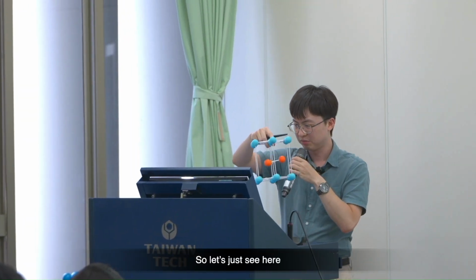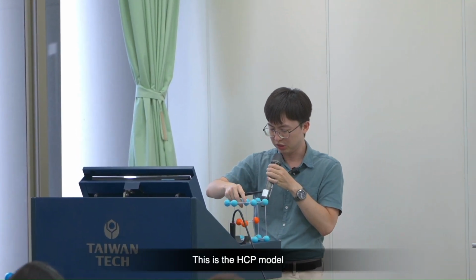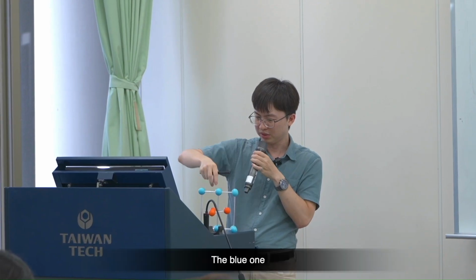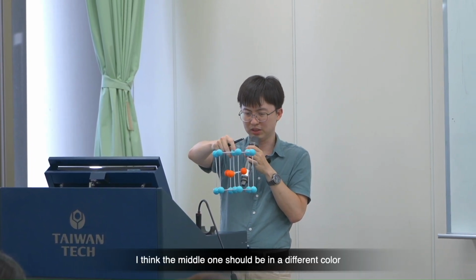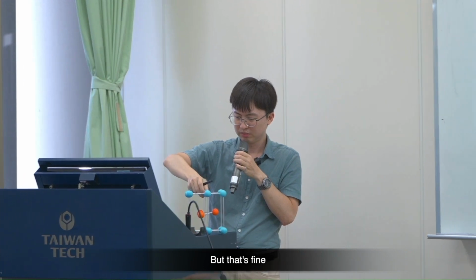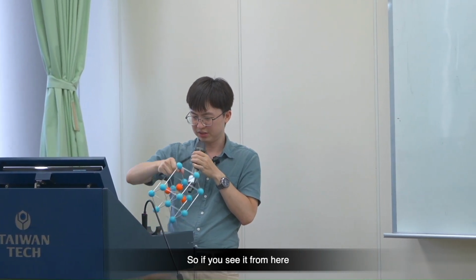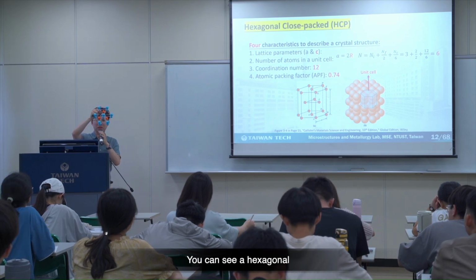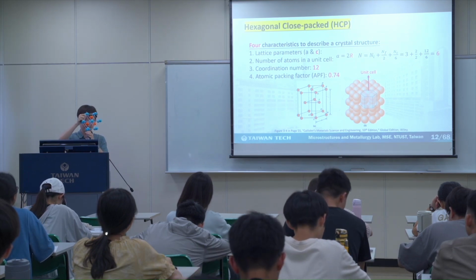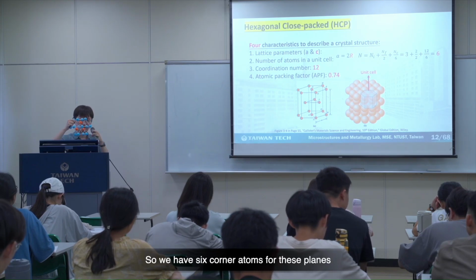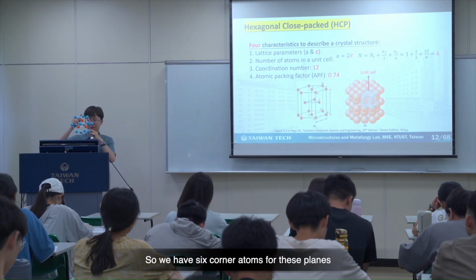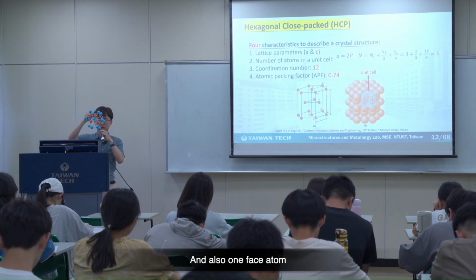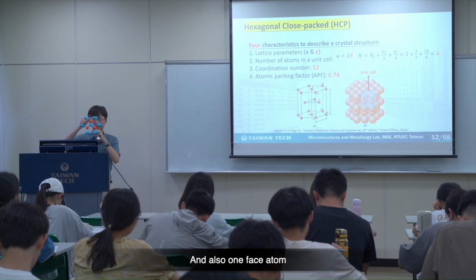So let's just see here. This is the FCP models. So the blue one, I think the middle one should be in different colors, but it's fine. So if you see it from here, you see a hexagonal, 六边形. Okay, so we have six corner atoms for this plate, and also one face atom.